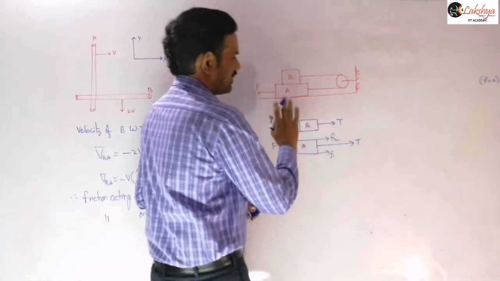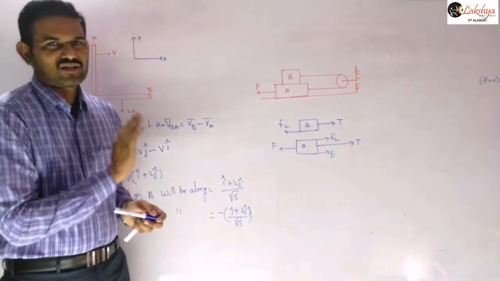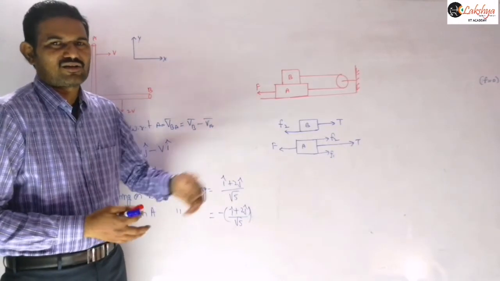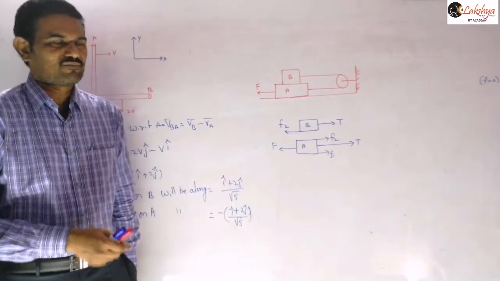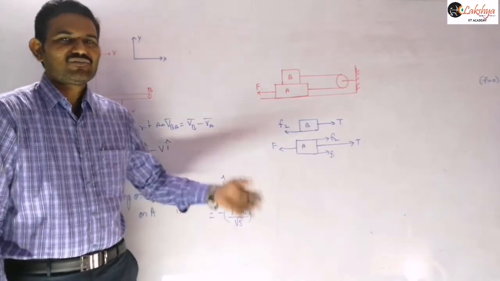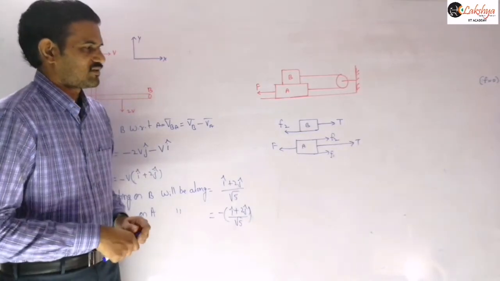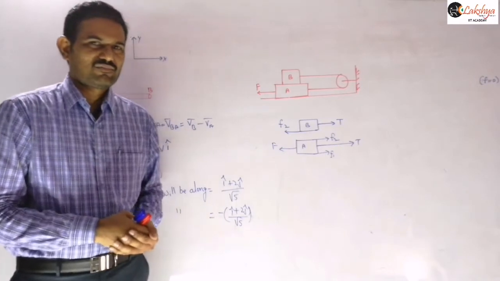I am not representing the mg and the normal reactions, we are concentrating only on the friction direction here, because the normal reaction and mg you can represent there, right? So there is a way of identifying the friction in different cases. Is it clear how to identify the direction of the friction here?